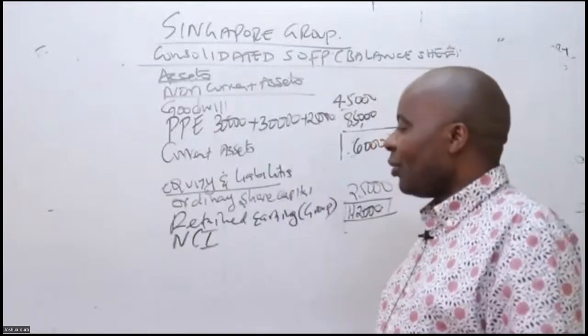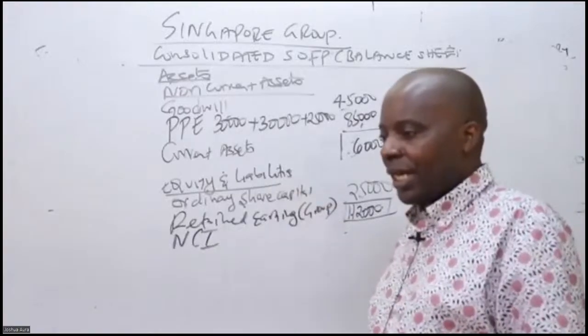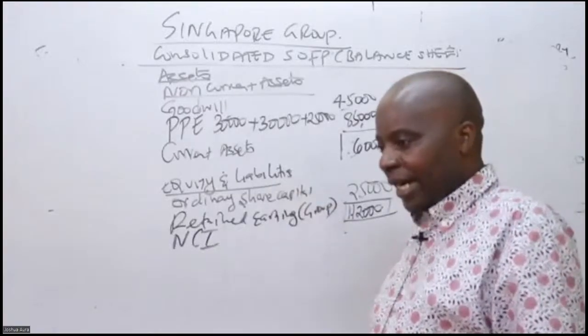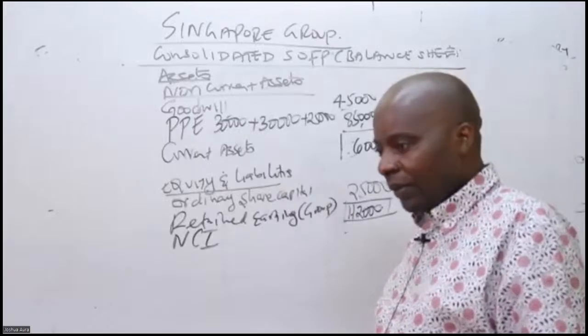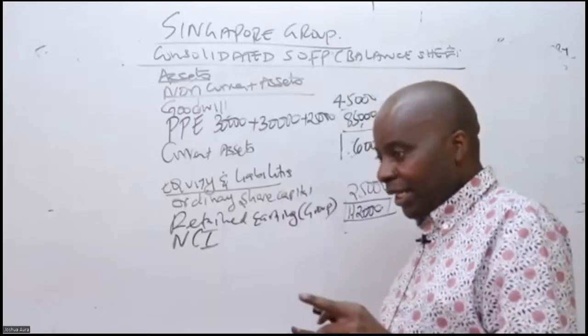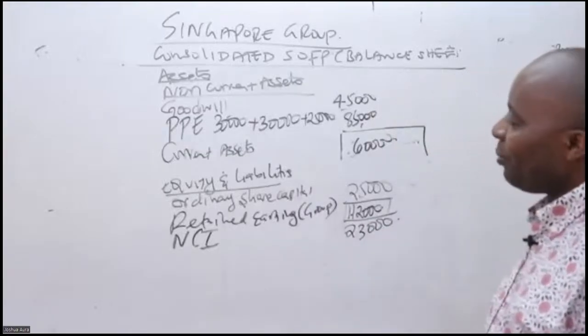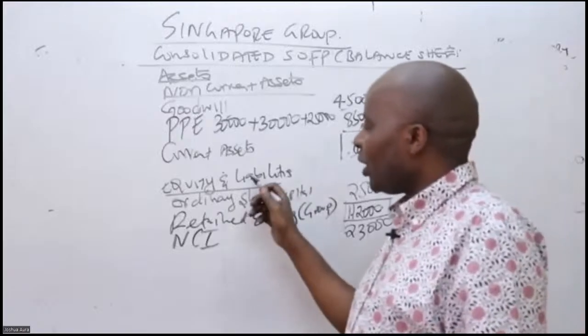Is there anybody who is able to remember this NCI at reporting? We did a calculation for it. NCI at reporting, 23,000, right? So NCI at reporting is 23,000. So that is it. Then go to the liabilities.